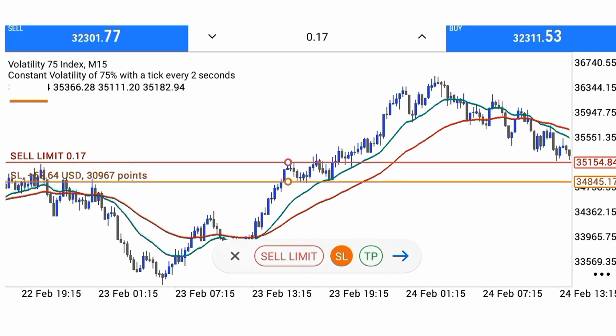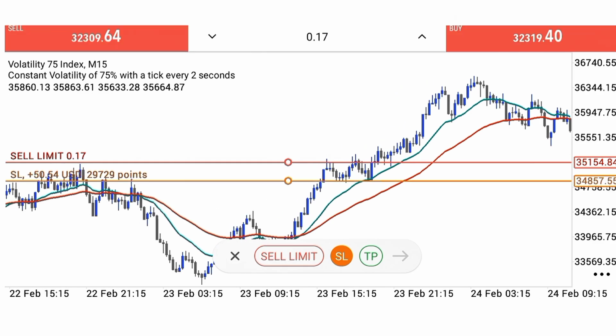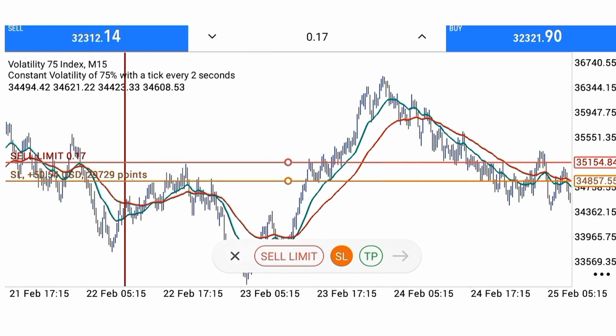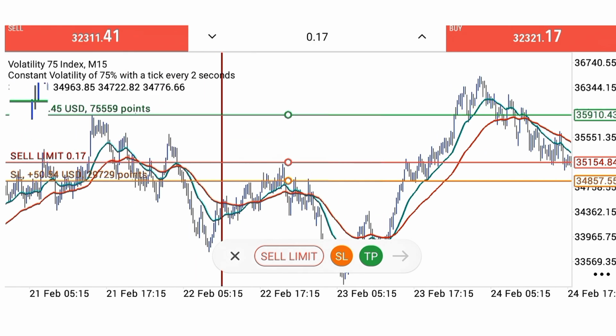So the stop loss will be below here, just below the engulfing candle, and your take profit target should be at the next high. So for example, if I risk $50 for this trade, I'll be making $128 for the trade. That's a very sweet risk management.